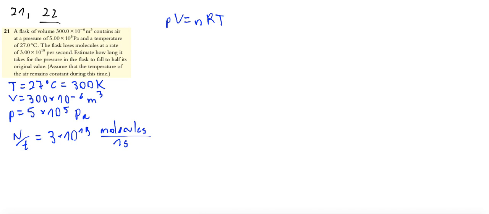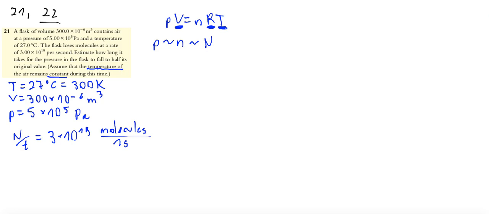Okay, we know that the volume is constant because this is a flask. R is constant, and it's written that the temperature of the air remains constant, so T is constant. What does it mean? It means that pressure in this case is proportional to the number of moles, and remember that the number of moles is proportional to the number of molecules. Yes, because the number of moles multiplied by the Avogadro constant is the number of molecules.